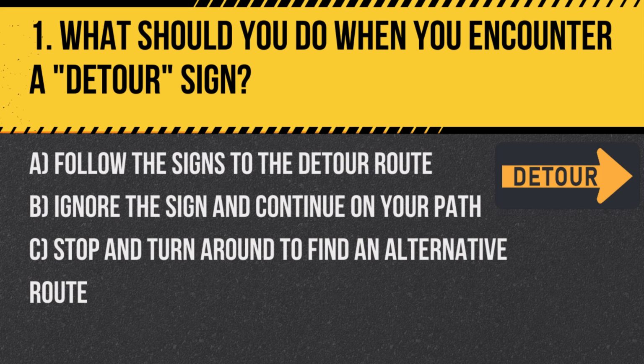Question 1. What should you do when you encounter a detour sign? A. Follow the signs to the detour route. B. Ignore the sign and continue on your path. C. Stop and turn around to find an alternative route. Answer. A. Follow the signs to the detour route.